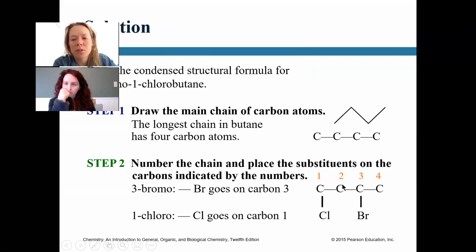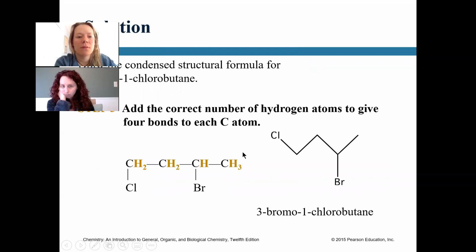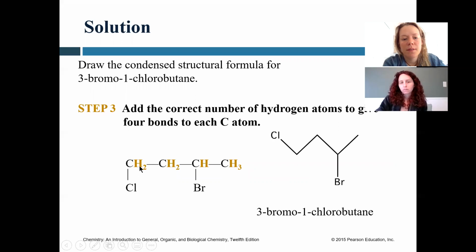Okay, so we count our carbons: 1, 2, 3, 4. The chlorine goes on the 1. The bromine goes on the 3. Then you need to fill in your hydrogens. So this gets 2 hydrogens because it already has 2 existing bonds. This gets 2 hydrogens because it has 2 bonds. This gets 1 hydrogen because it has 3 bonds.